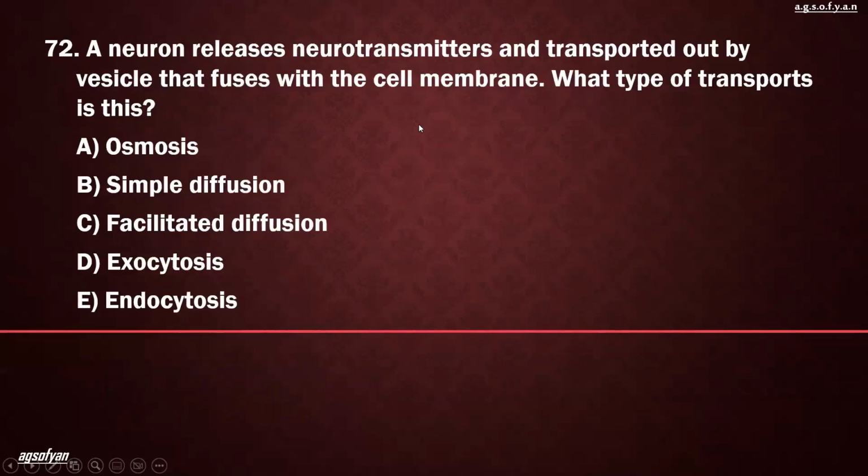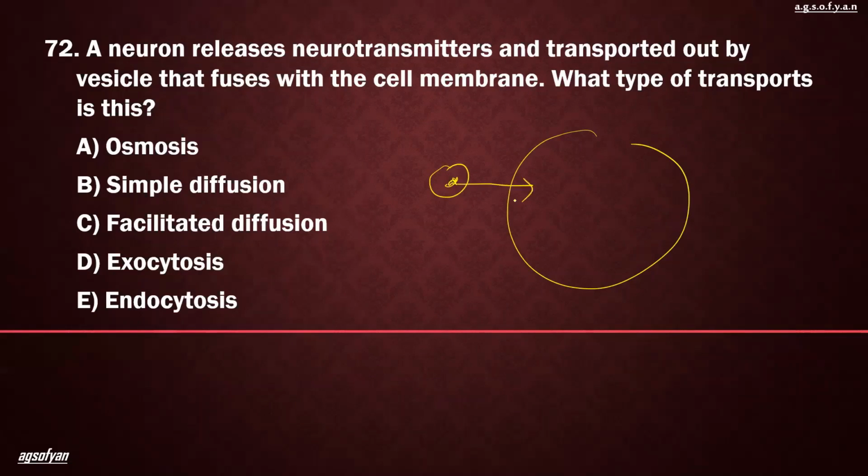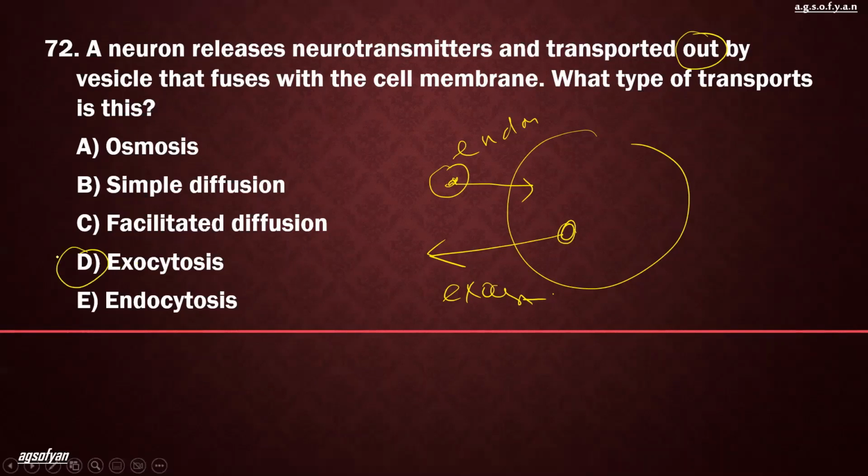A neuron releases a neurotransmitter, transported out by a vesicle that fuses with the cell membrane. What type of transport is that? If you have vesicle transport entering the cell, it is called endocytosis. If it exits from the cell, it is called exocytosis. The neurotransmitter is transported out from the cell, so it's going to be exocytosis, D. Make sure you get the keyword: out, exit, exocytosis.